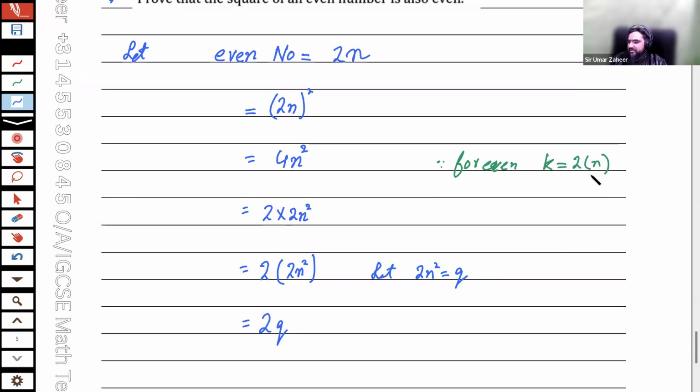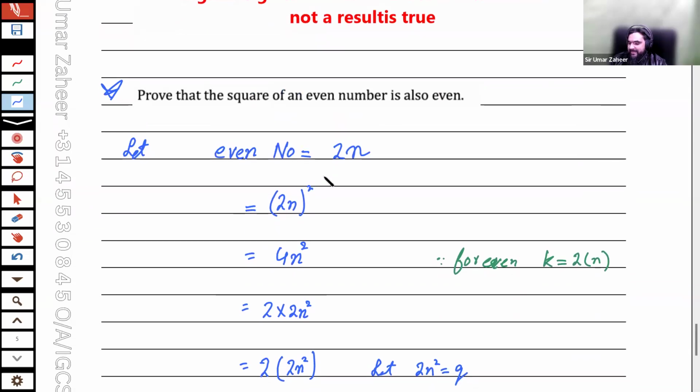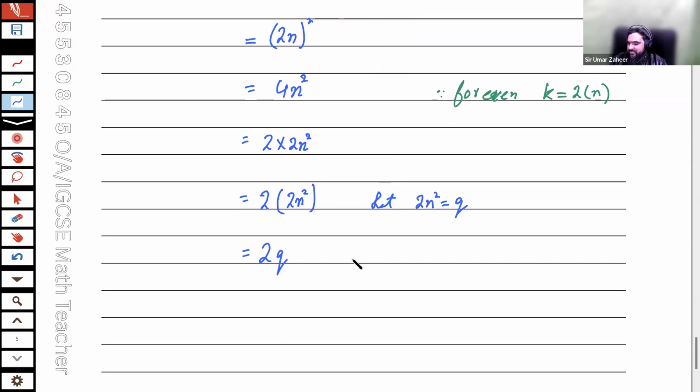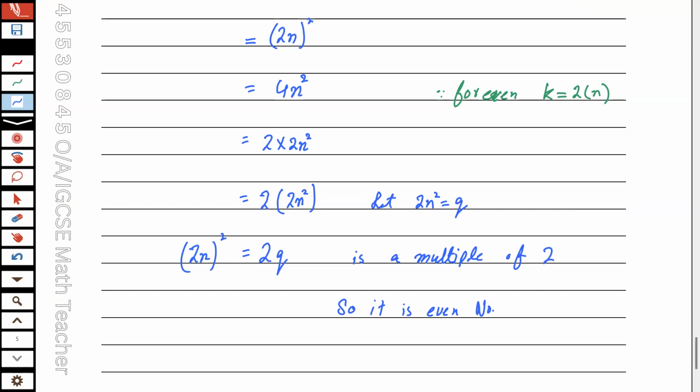So look at here, this is the same statement. If you have an even number, it must be a multiple of 2. So it is a multiple of 2, so it is an even number. Yes, everyone. Any question till here? No, sir. No, sir.